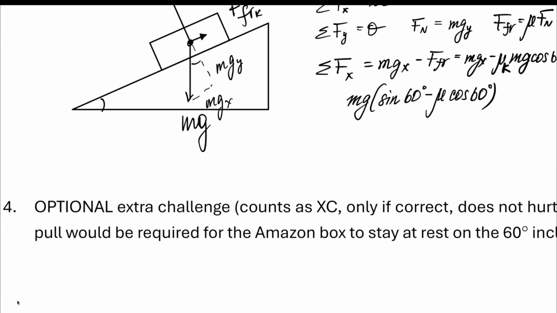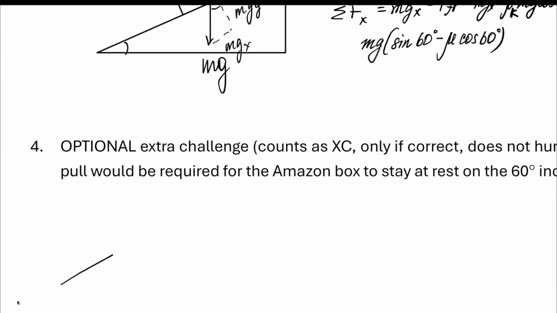Now, the extra challenge, the idea behind this one, what is this maximum and minimum pull that you can apply to keep the object resting on an incline? Working with the same example. In this example, we know that they yanked the ramp so high that force of friction static is not enough to counteract force of gravity, specifically its x component. So mgx here is greater than force of friction static.